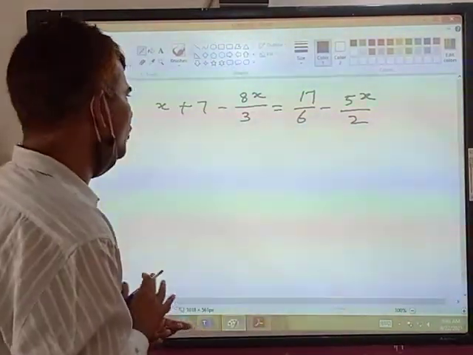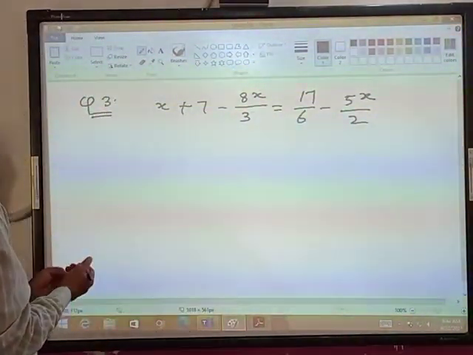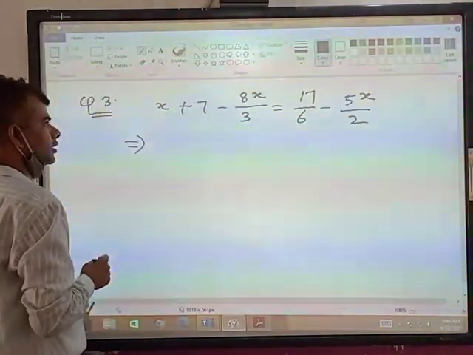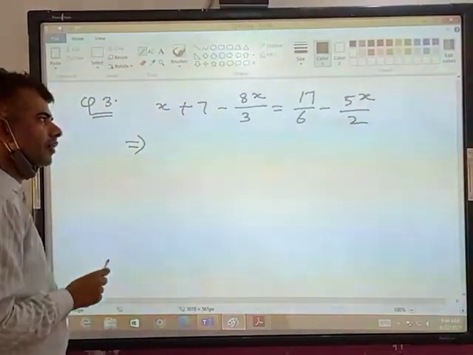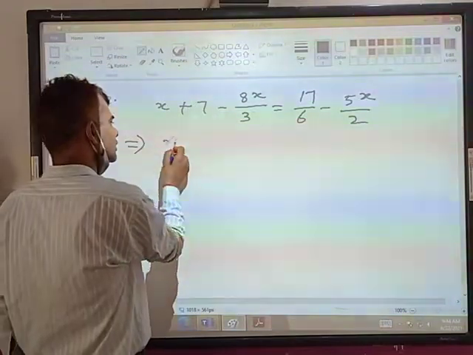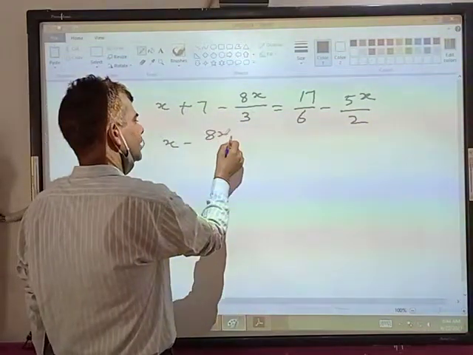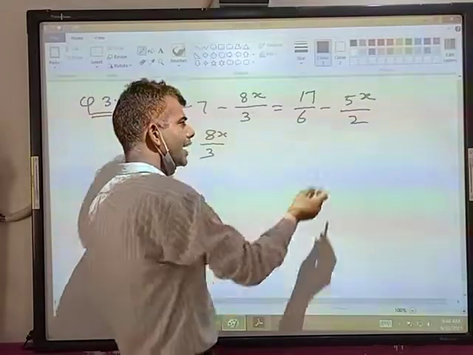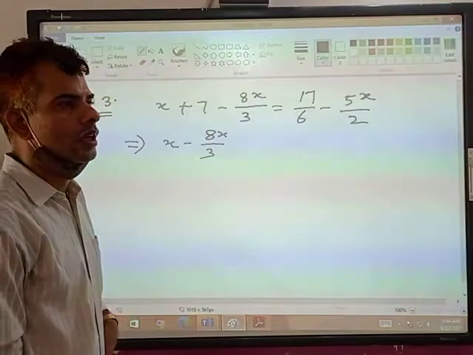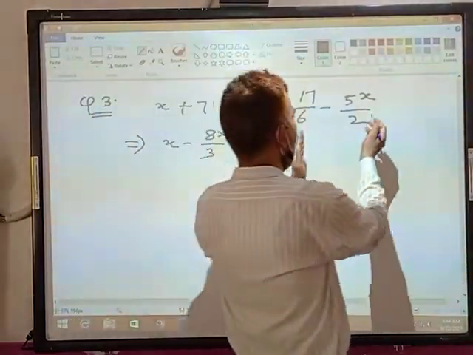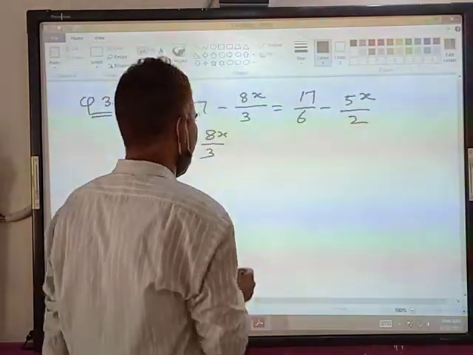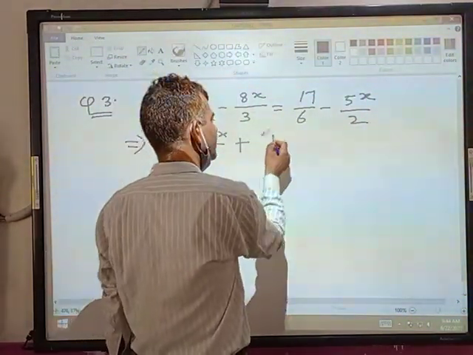Student, first of all we will keep the variable on the left hand side. x − 8x/3, and −5x/2. We will move −5x/2 from the right hand side to the left hand side, so the minus sign changes into plus sign. That is +5x/2.